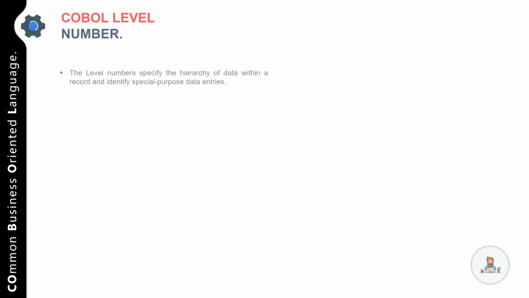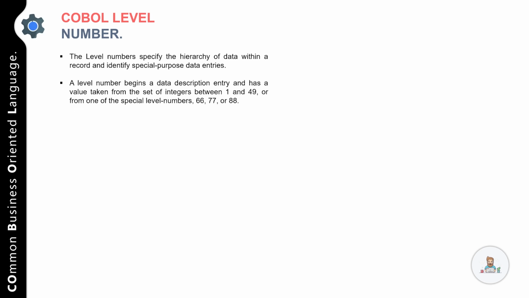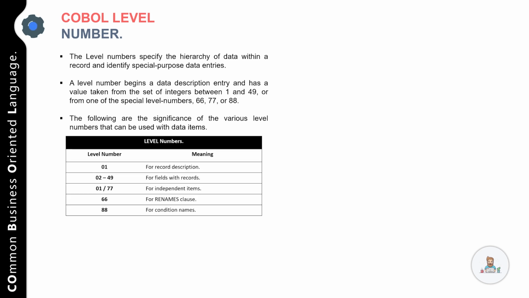Now let's talk about level numbers in COBOL. By definition, the level numbers specify the hierarchy of data within a record, and they also identify special purpose data entries. A level number begins a data description entry and has a value taken from the set of integers between 1 and 49 or from one of the special level numbers, that is 66, 77 or 88.